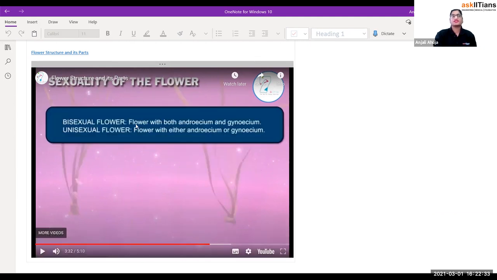But this thing you can say: flowers are basically of two types, bisexual and unisexual. Bisexual means they have both male and female parts. When androecium and gynoecium, or you may say stamen and pistil, are together present in the flower, we call it a bisexual flower. If only one part is present, either it has just the male anther and filament, or it has only the stigma, style and ovary, the pistil, then we call it a unisexual flower, where either of them is present. That's it. Now I'll move back.